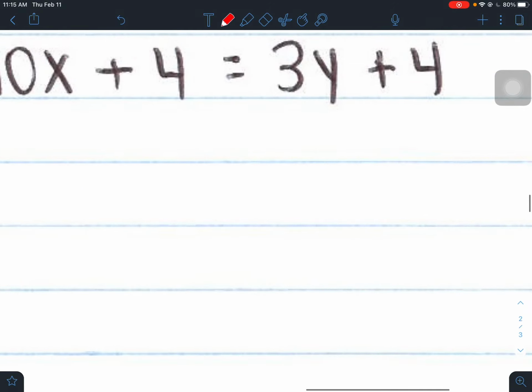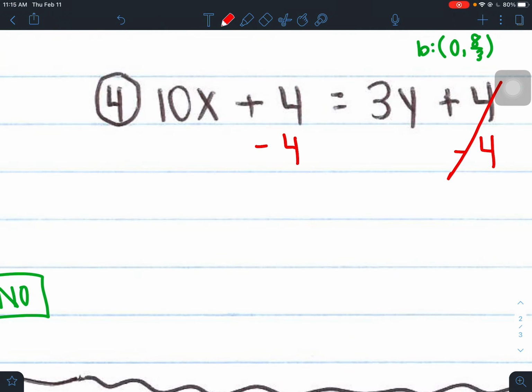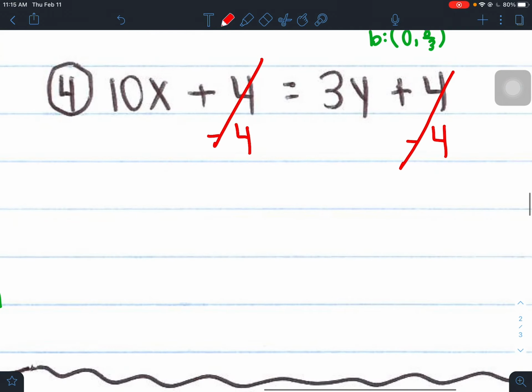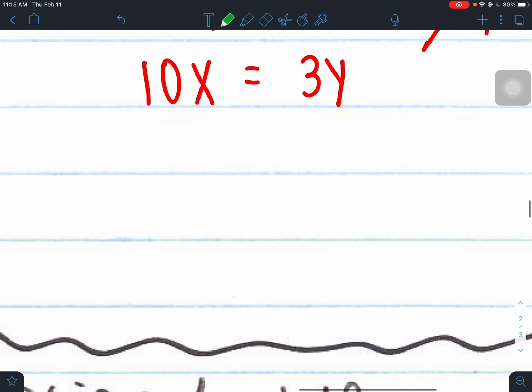So the first thing I'm going to move on this side is subtract that 4 over. So I'm going to get rid of this 4, so it's going to go away. And then over here I have 4 minus 4, and that's also 0, so that goes away as well. So then I have 10x equals 3y. Well, my next step here is still to get y by itself, and I'm going to divide by 3 again. A lot of dividing by 3's. Remember, y by itself, not x.